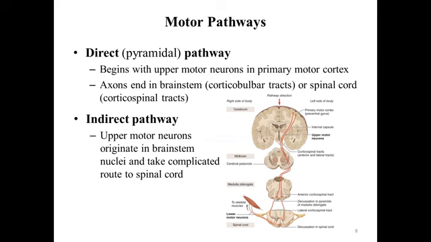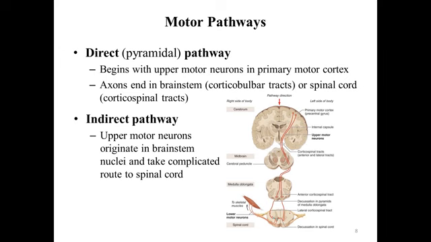Motor neurons form two types of motor pathways, the direct pathway and the indirect pathway. The direct pathway is responsible for conscious control of skeletal muscle activity. The indirect pathway is responsible for subconscious or reflexive control of skeletal muscle. Upper motor neurons of indirect pathways begin in the brainstem and take a more complicated path to the spinal cord.